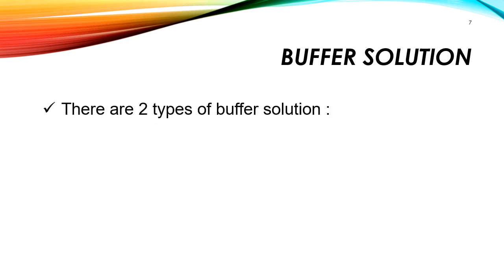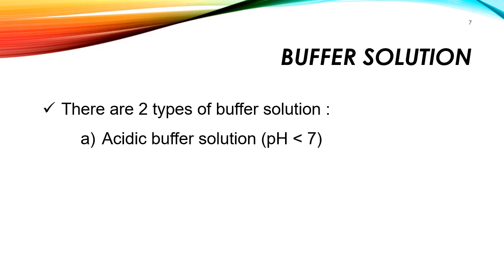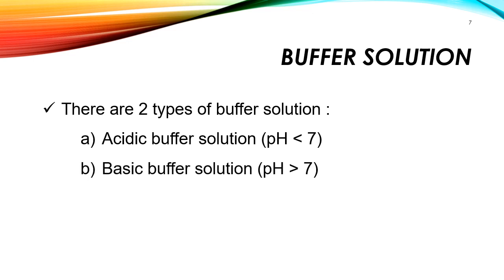There are two types of buffer solutions: an acidic buffer solution, which has a pH less than 7, and a basic buffer solution, which has a pH more than 7.